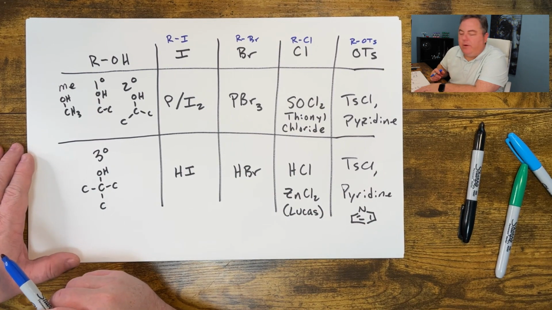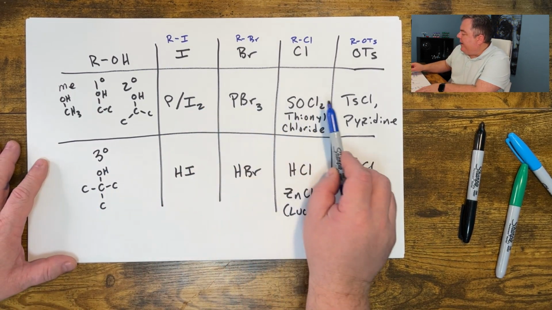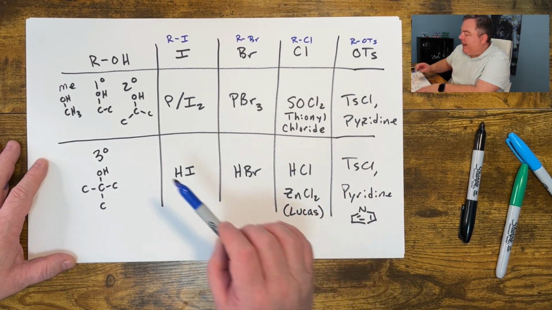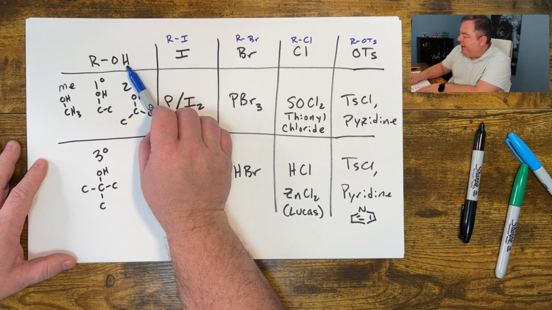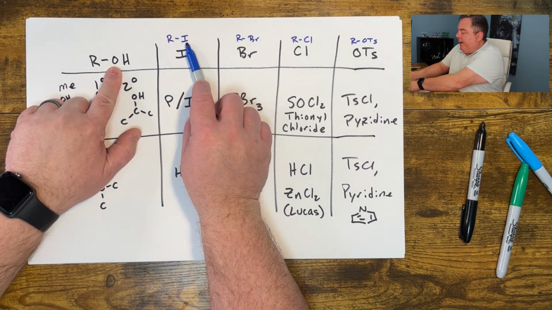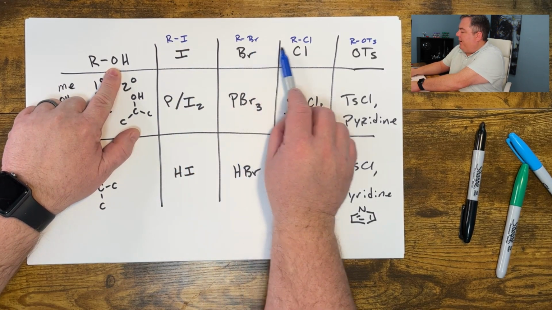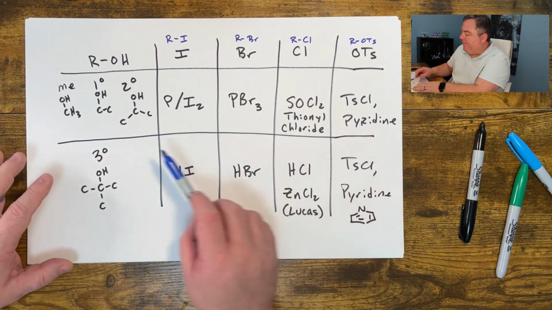I made this little chart. You can pause it on this, maybe print it off. But these are the reagents I would memorize on how to turn alcohols into different good leaving groups. So in this chart, I have this alcohol. And if I want to turn the OH into an iodide, a bromide, a chloride, or a tosylate, these are the reagents I would use.